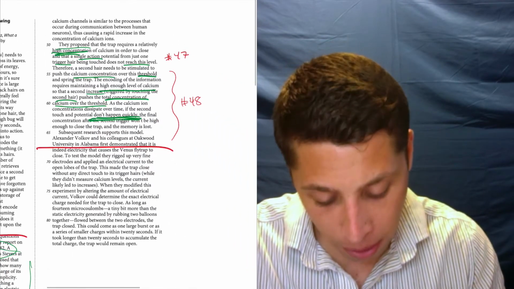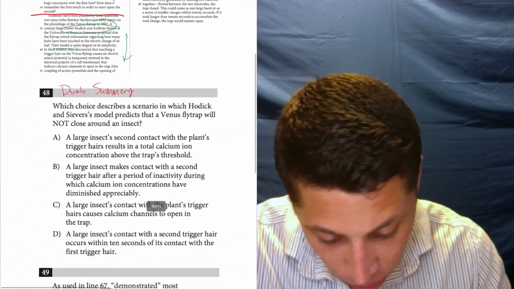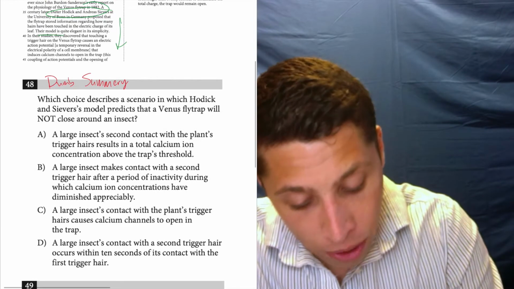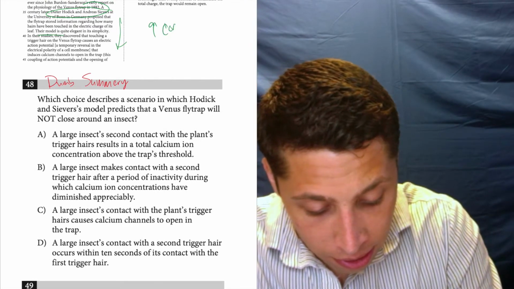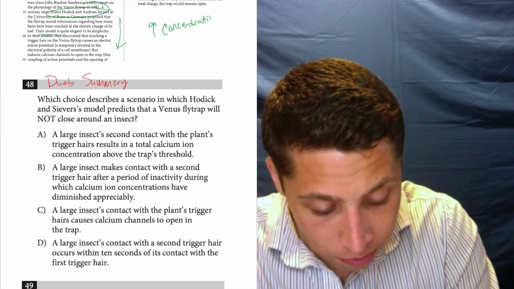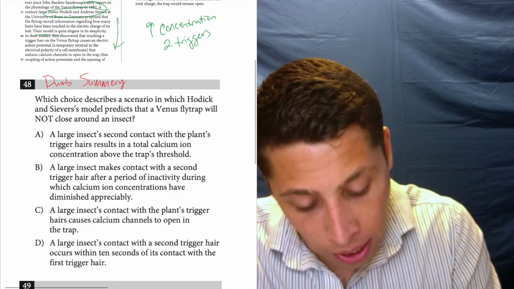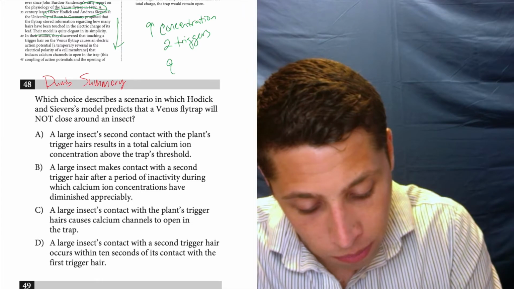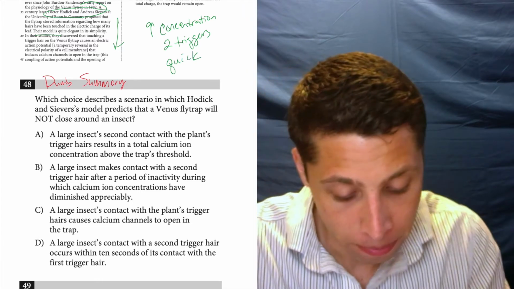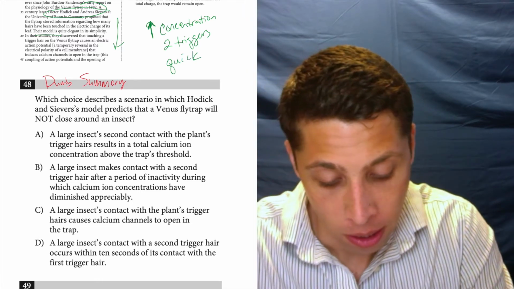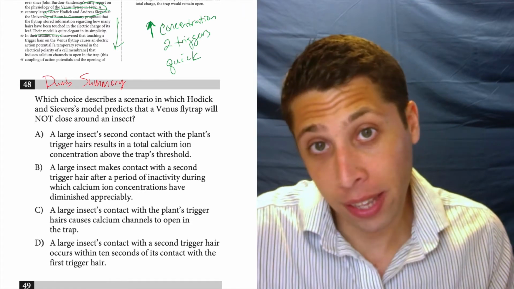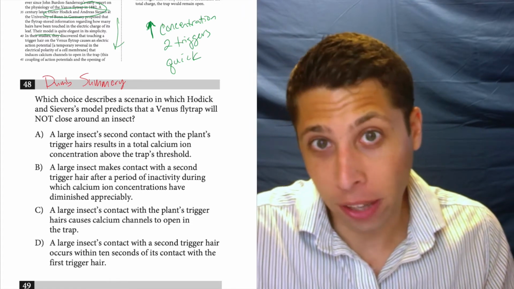So my dumb summary of what's going on here is that we need a high concentration, two triggers, and it needs to be quick. It's supposed to be an arrow. Ugh. So let's see if anything doesn't sound like those, right?